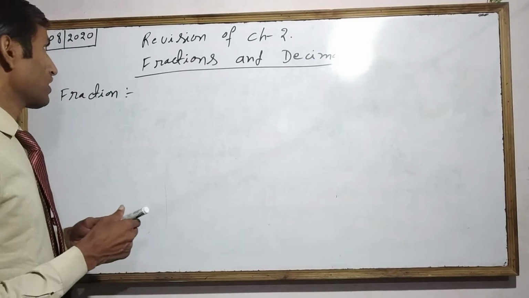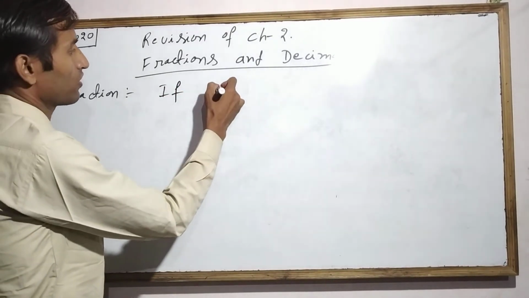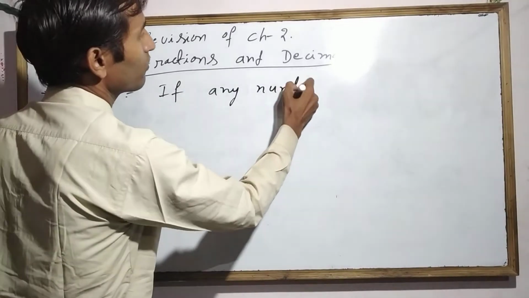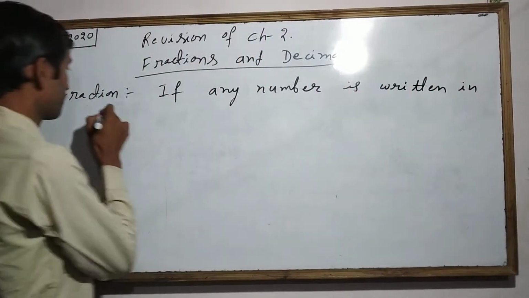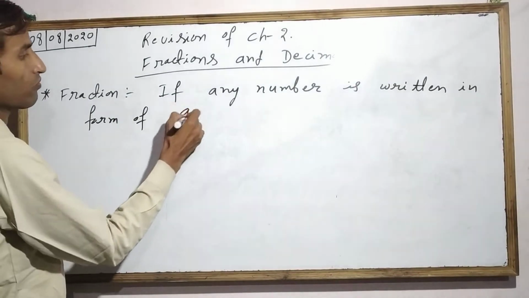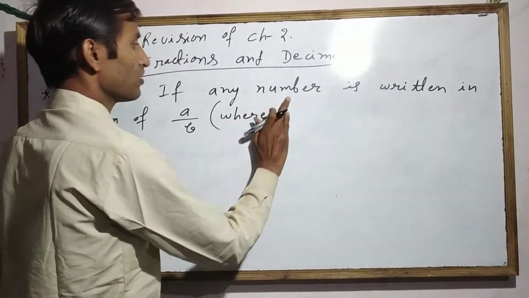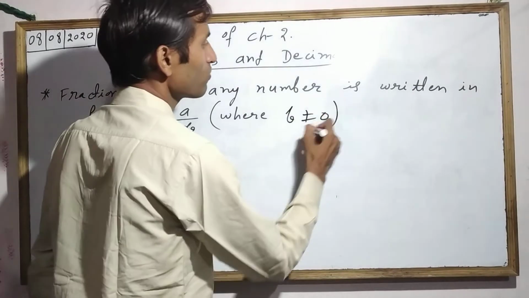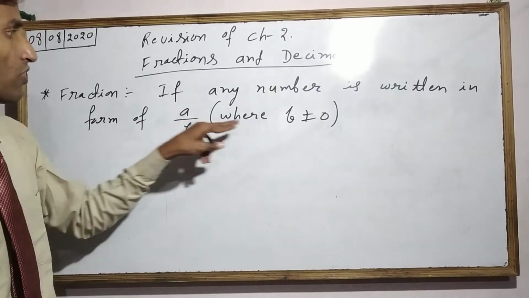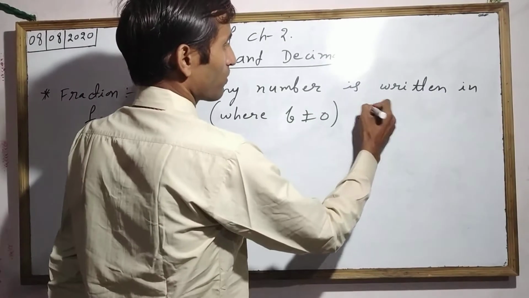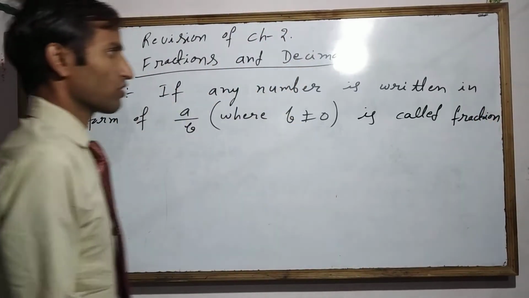Okay. So definition of fraction means, if any number is written in form of a upon b, where b is not equal to 0, is called a fraction.